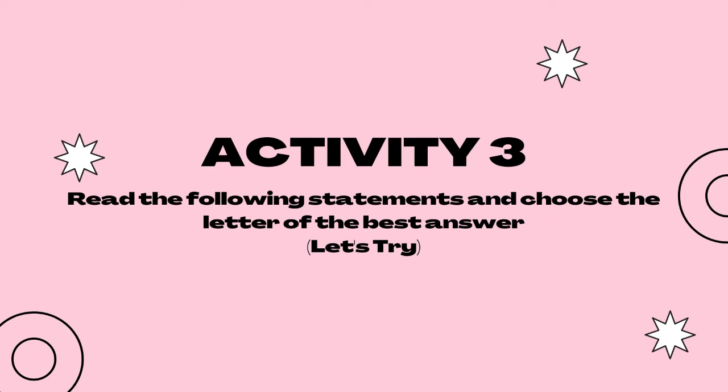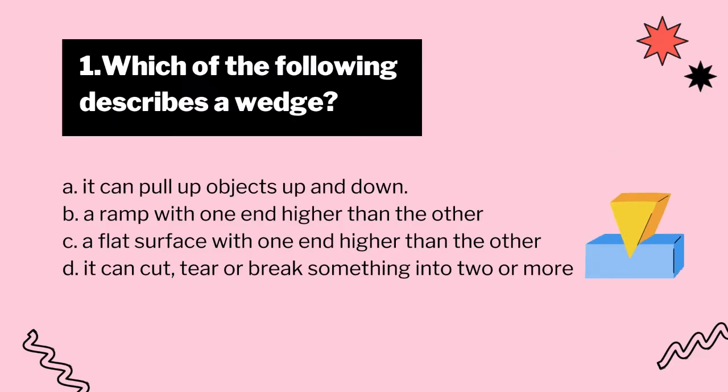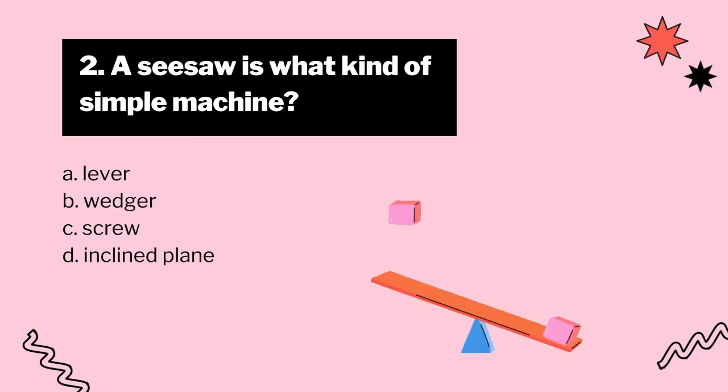Activity 3. Read the following statements and choose the letter of the best answer. 1. Which of the following describes a wedge? A. It can pull objects up and down. B. A ramp with one end higher than the other. C. A flat surface with one end higher than the other. Or D. It can cut, tear, or break something into 2 or more.